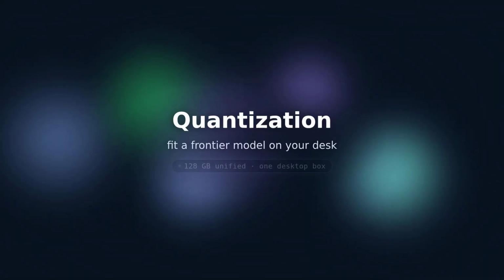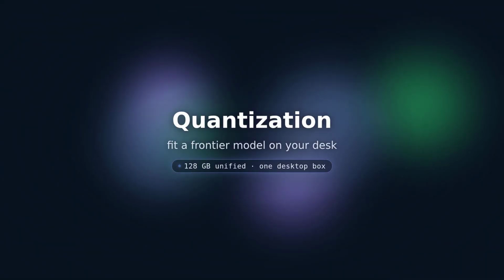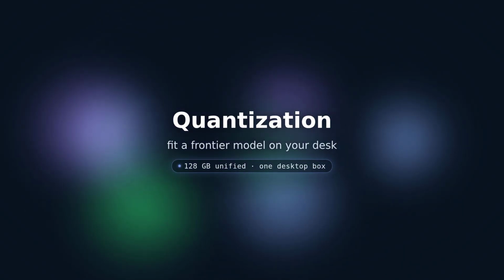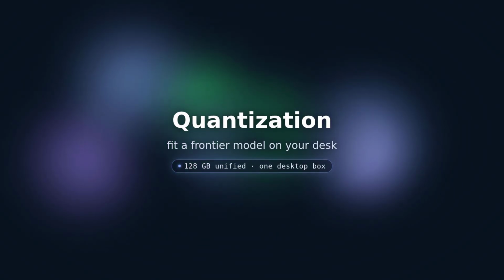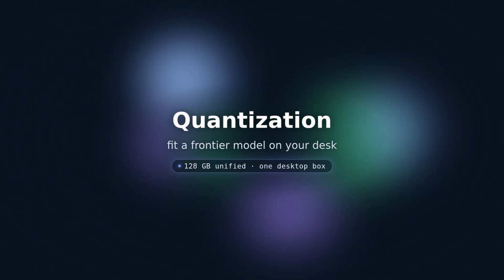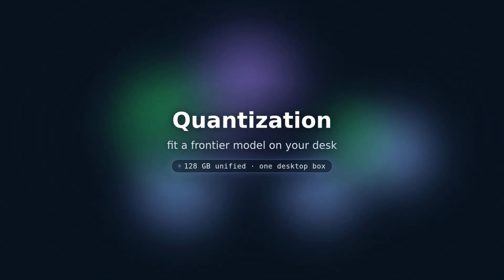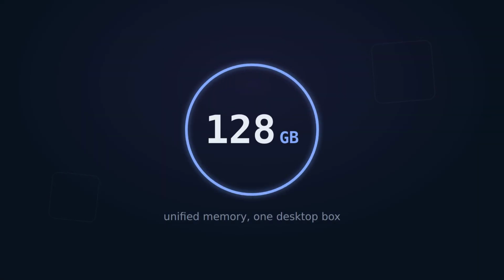A year ago, running a frontier-scale language model meant a rack of data center accelerators. Today, a single quiet box on your desk, 128 gigabytes of unified memory, and you can load a model with more than 100 billion parameters, chat with it locally, with nothing leaving the room. But whether a model loads at all, or runs fast enough to matter, comes down to one technique.